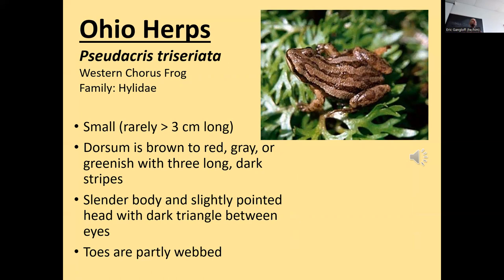It sounds to me like a giant comb and someone's running something along the tines of the comb, you know? This is the Western chorus frog, Pseudacris triseriata. And remember, triseriata means three stripes. You can see these three prominent stripes down their back.